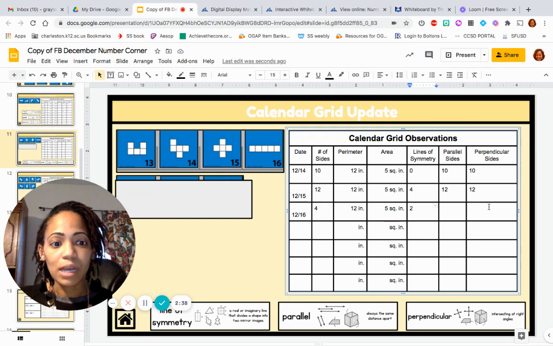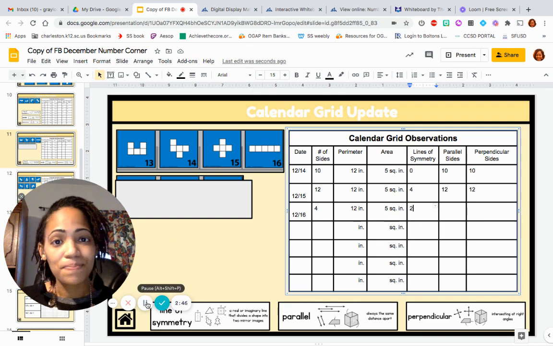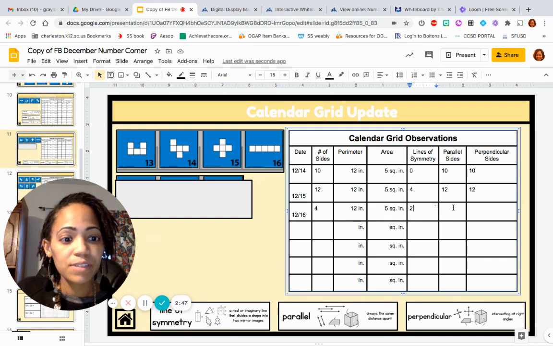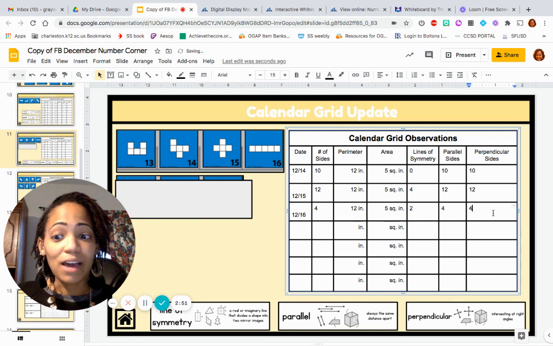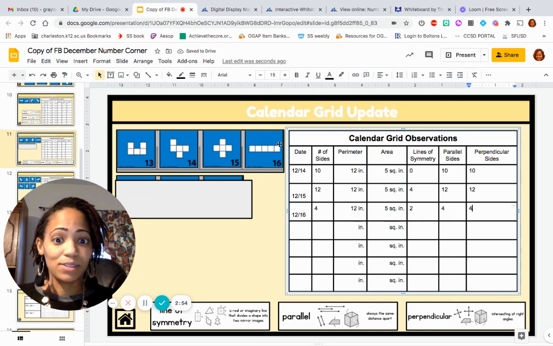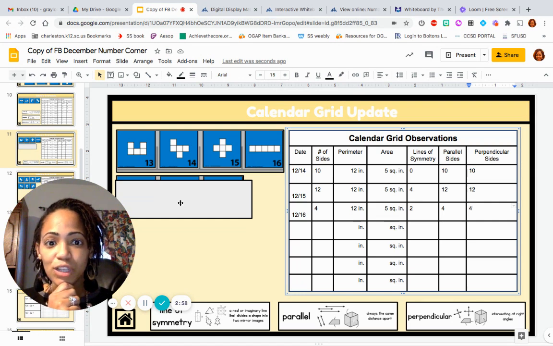How about our parallel sides? We have 1, 2, these are parallel, 3, 4. So that gives us 4 parallel sides. And then you probably already can tell that we have 4 perpendicular sides because there's a corner here, here, here, and then up here. So good job.